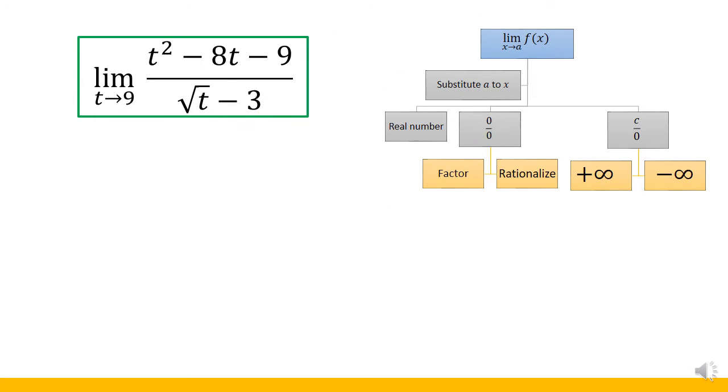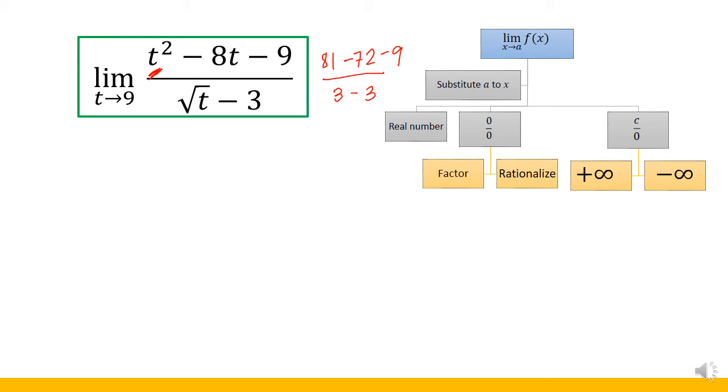For our next example, we have a variable t this time. If we are to inspect, again, we substitute the 9 to our variable. This will give us 81 minus 72. We have a fairly large number here. Minus 9. And then on the denominator, we have square root of 9, which is 3, and then a minus 3.